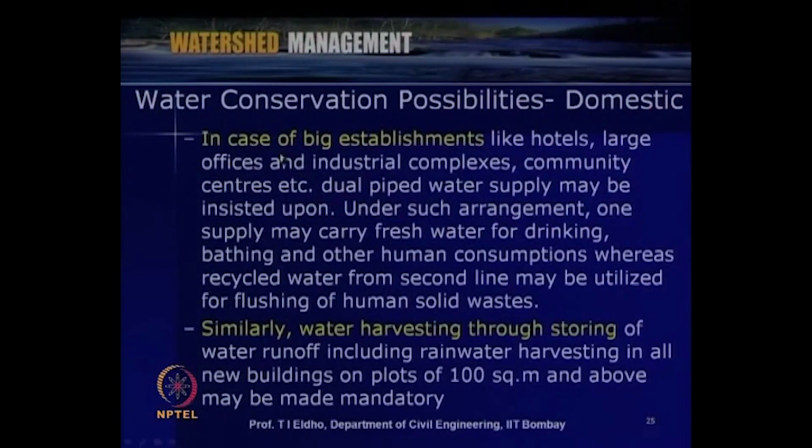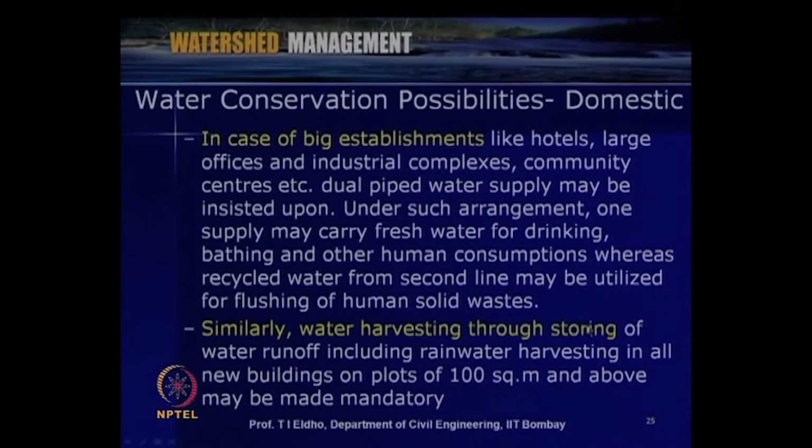And then also in the case of big establishments like hotels, large offices, industrial complexes, community centers, etc., we can go for dual pipe water supply. Under such arrangements, one supply can carry fresh water for drinking, bathing and human consumption, whereas recycled water goes in a second line. So, we can have a dual system: one for fresh water, another for wastewater, that can be used for various purposes.